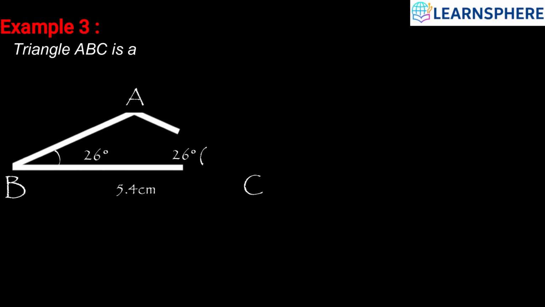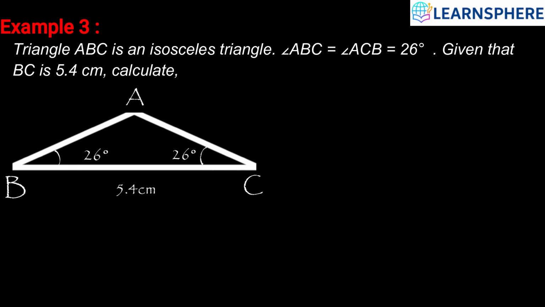Let's go on to example 3, where we have the question of triangle ABC is an isosceles triangle. Angle ABC is equal to angle ACB is equal to 26 degrees. Given that BC is 5.4 cm, calculate the length of AB. As we want to find the length of AB, we can label AB as side small letter a, and therefore capital letter A would be angle ACB of 26 degrees.